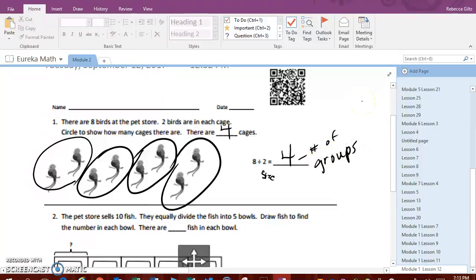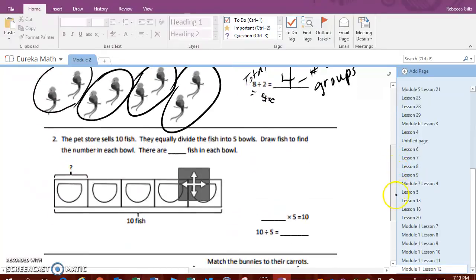In division, this number could be either the size or the number of groups. And this number could be either the size or the number of groups. But this number is always your total things that you're dividing up. Always, always. Okay? Let's go to number 2.